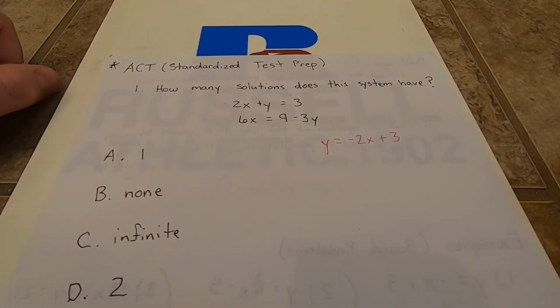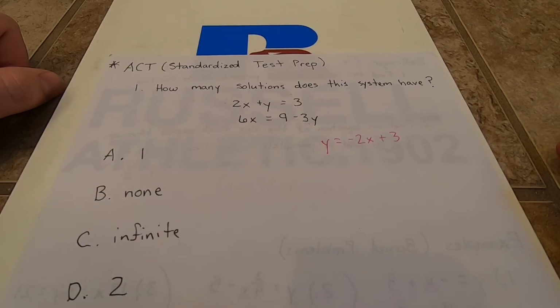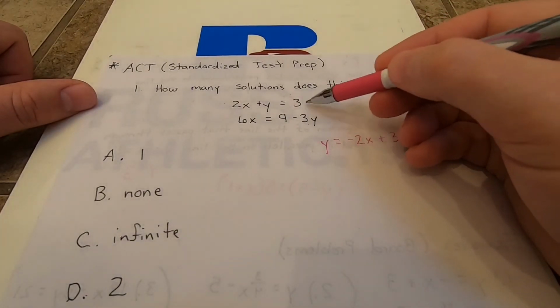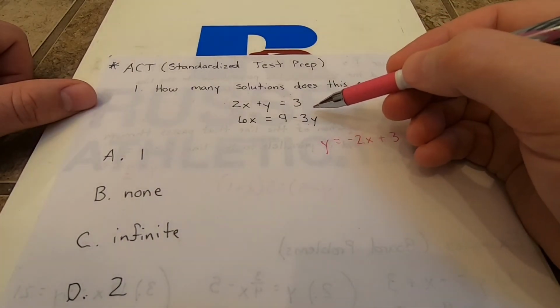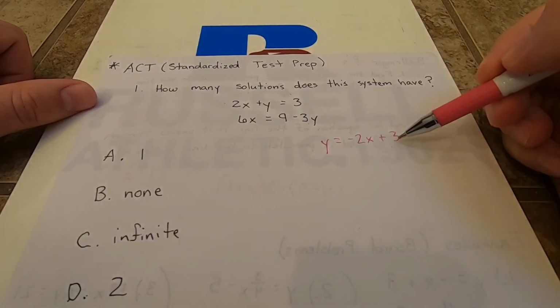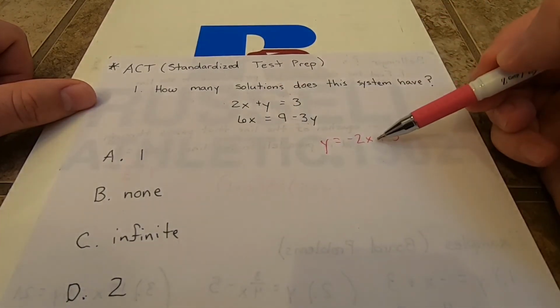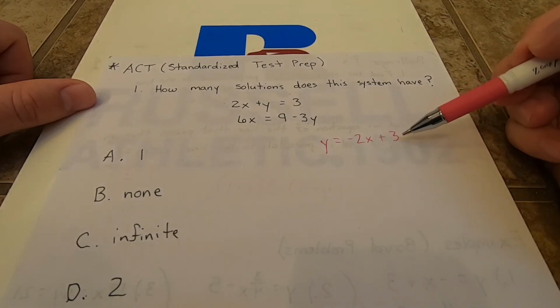All right, to end, right before you all start your homework today, we're going to do an ACT standardized test prep problem. I've already got it kind of started here for you. It is multiple choice. How many solutions does the system have? We need to write both of these in slope-intercept form, if possible. The first one I have already done for us. It was a one-step. You just subtract the 2x over to get y is equal to negative 2x plus 3.